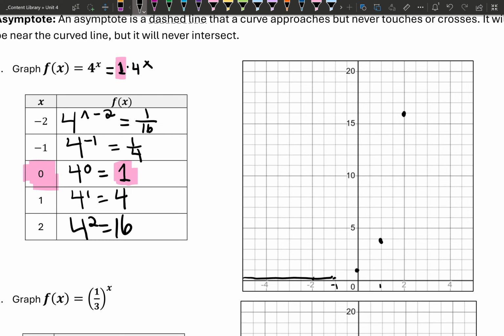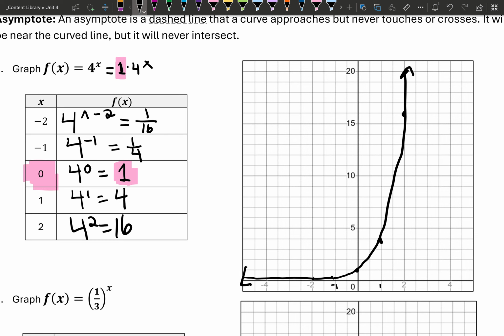Anyways, we're going to flatten out there, but then we're going to have a little swoop going up. This is what an exponential function looks like. It kind of looks like a swoop. And here, with 4 to the power of x, it is increasing from left to right. So that's us using a number greater than 1 as a base.